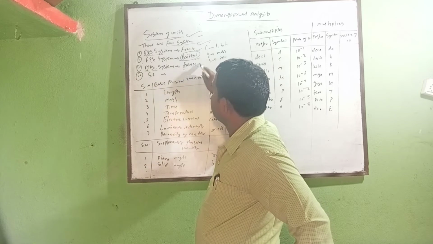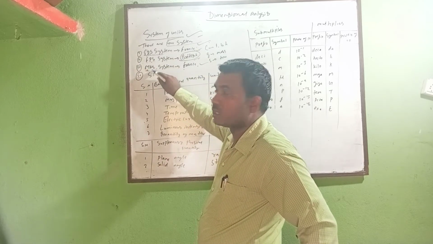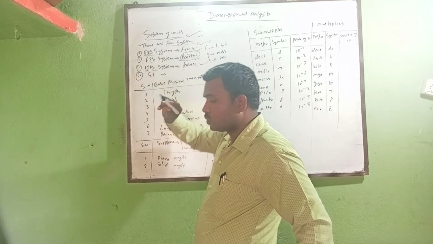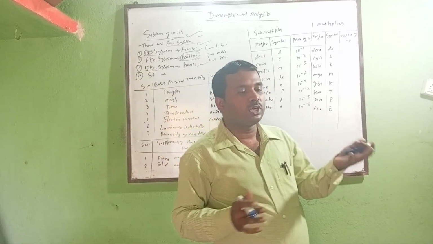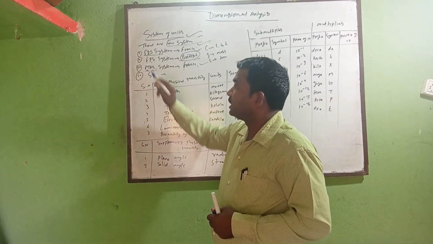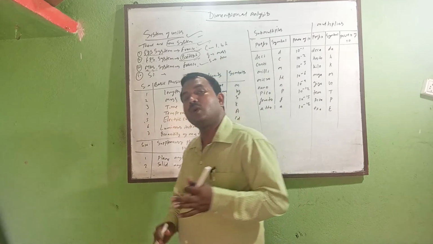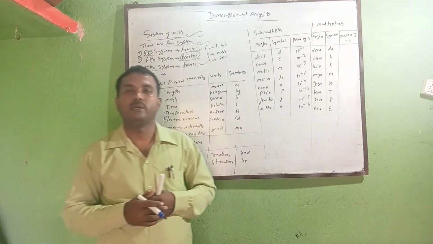So France developed two systems, one is the CGS, another is the MKS, and the British one. So you know that there become three systems: CGS, FPS and MKS. The people of all the countries started to get confused about which system we should use to measure.